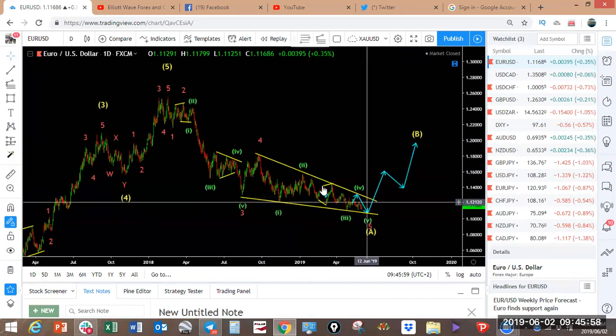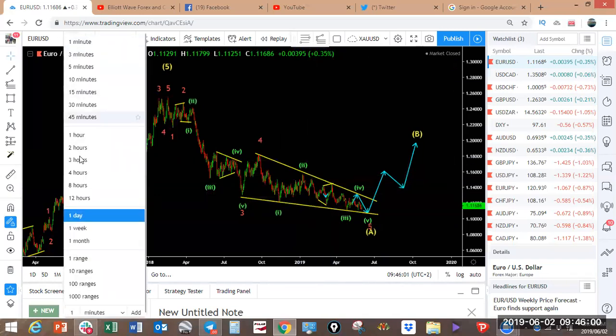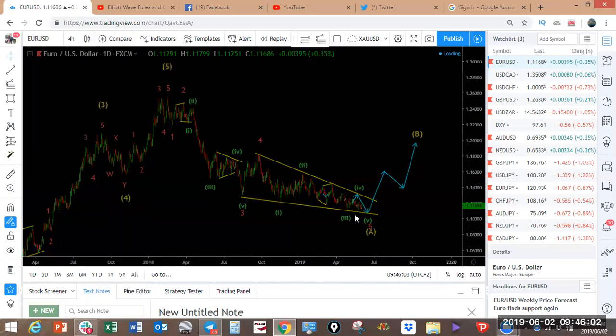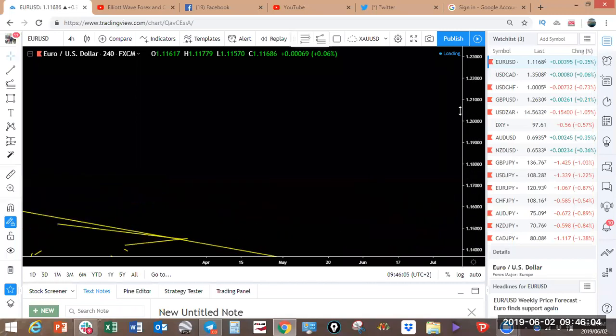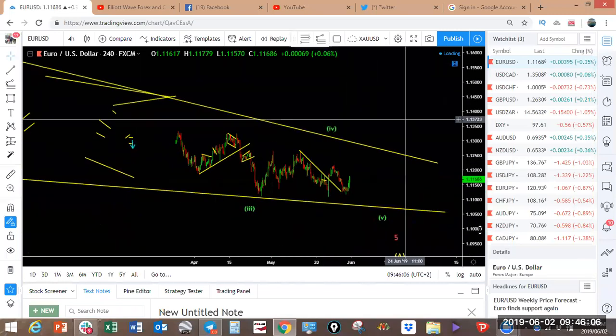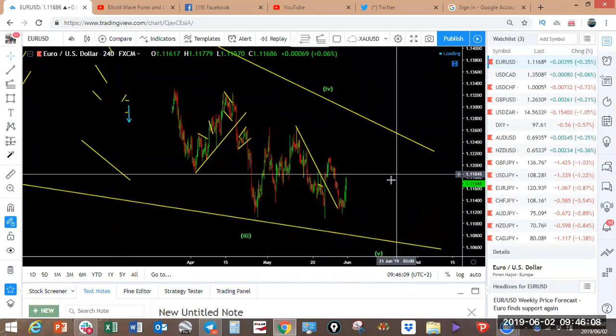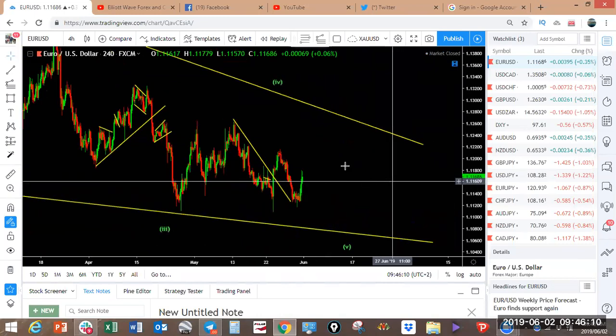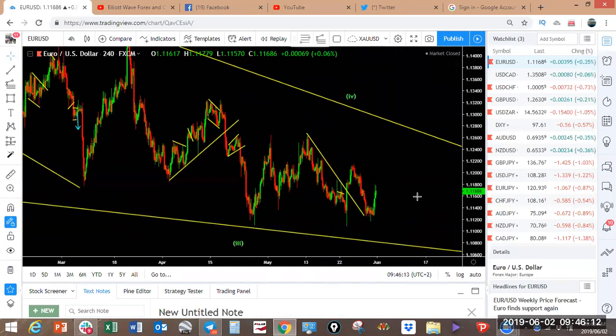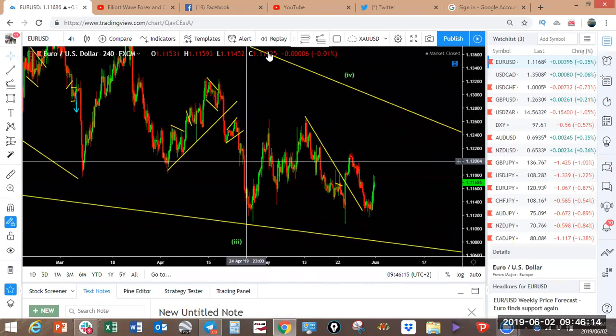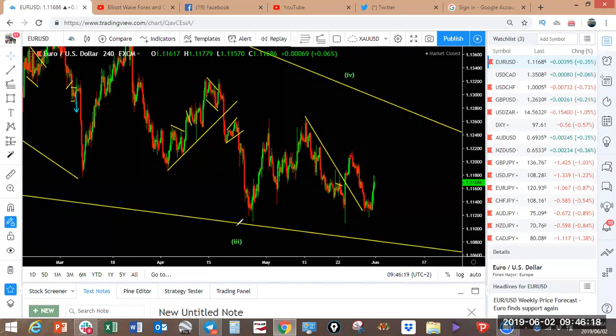Now we're trying to focus the end of this diagonal. Let's have a look on the 4-hour and see how this wave 4 is playing out. Okay, let's have a look here. What did we look at last week? I'm going to show you the analysis that we were looking at with this corrective structure. And the corrective structure, it can play out in a number of ways. The idea is to get it when it is completed.